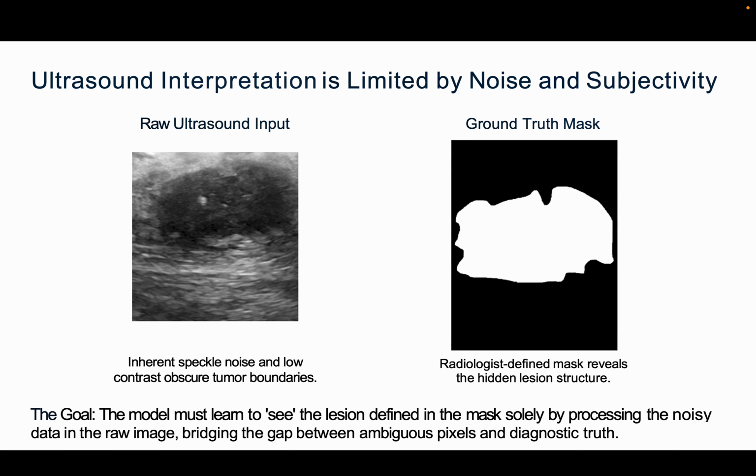Here we see the main challenge. Raw ultrasound images contain strong speckle noise and low contrast, which makes tumor boundaries unclear. Although ground truth masks exist, the model must learn the lesion structure only from noisy input images.